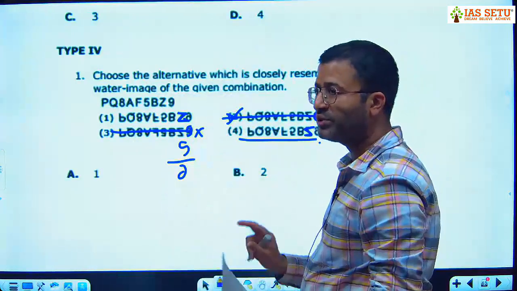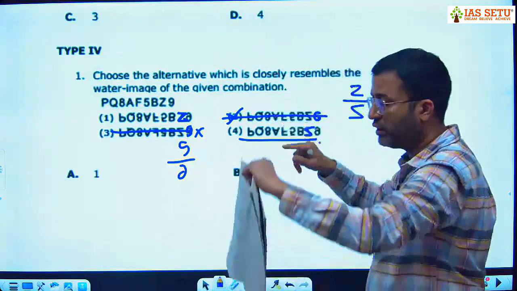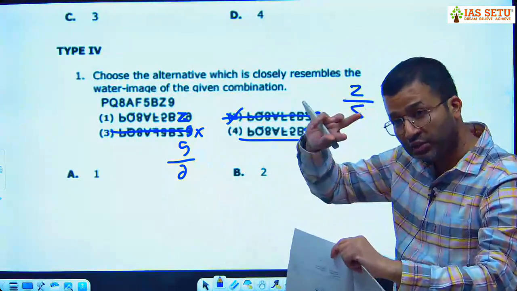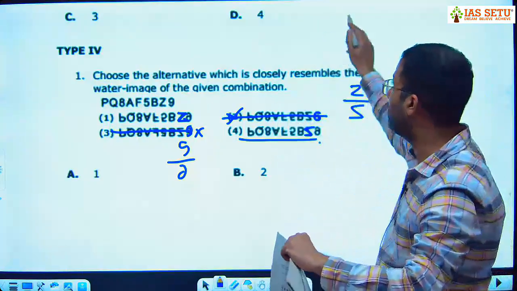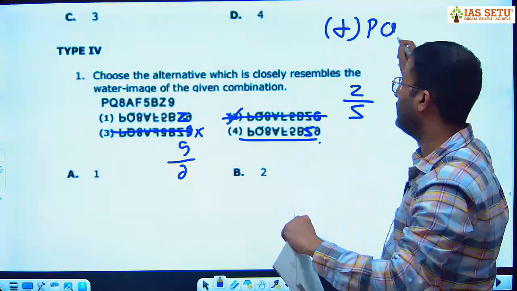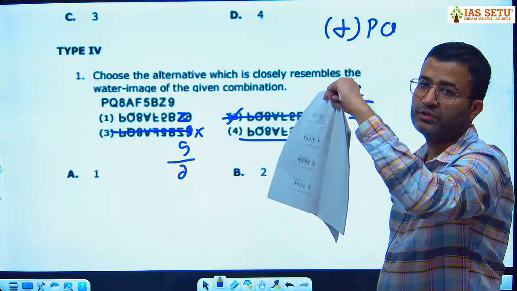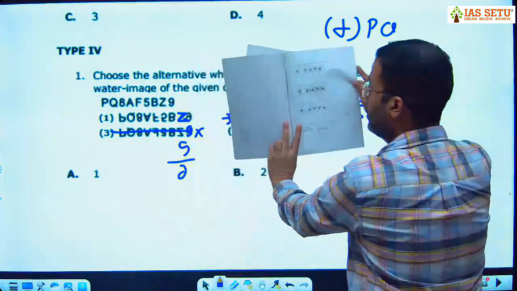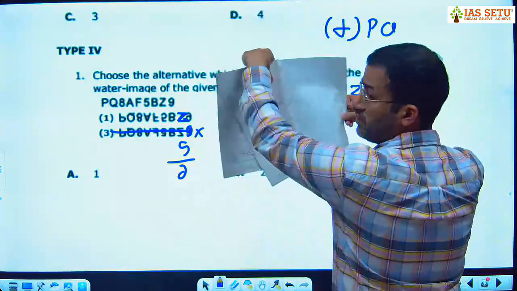But you need some smartness because when you flip the page, students see the right side upper and mark the wrong answer by mistake. Even the answer options also get flipped. When you flip the paper, the answer option also gets flipped. Write in brackets 4, it is written like this, PQ8. So this fourth one is the correct water image. You have to flip the paper like this.